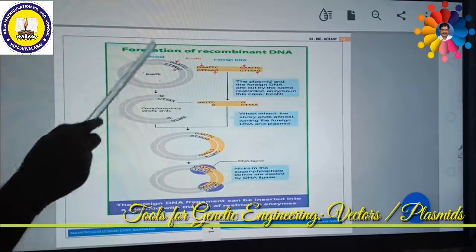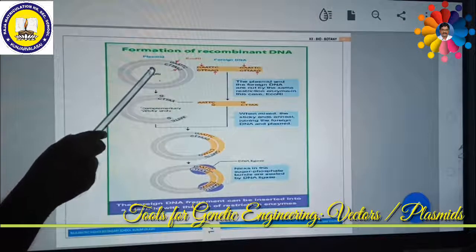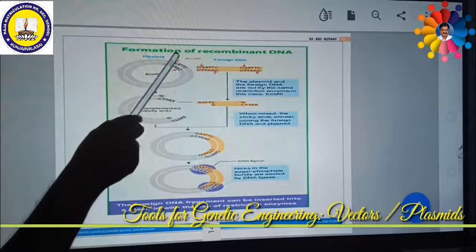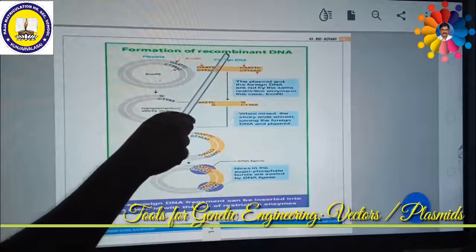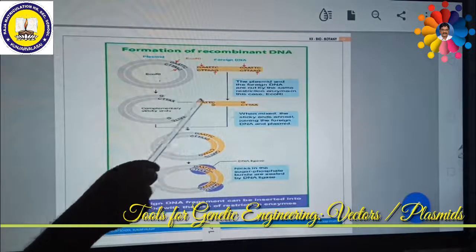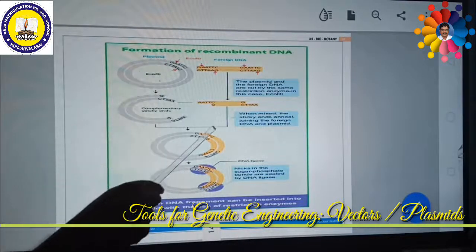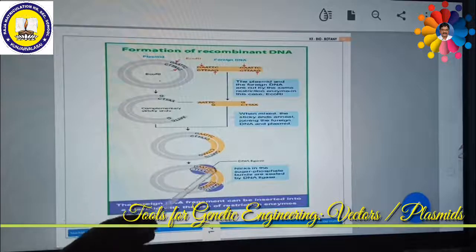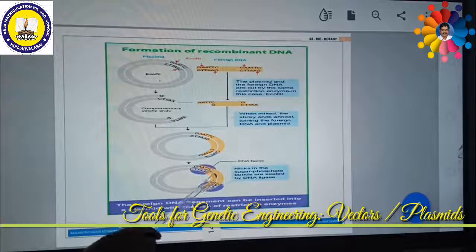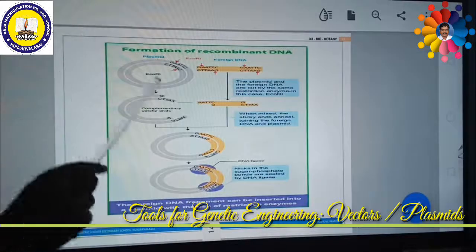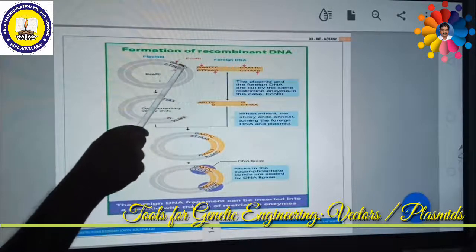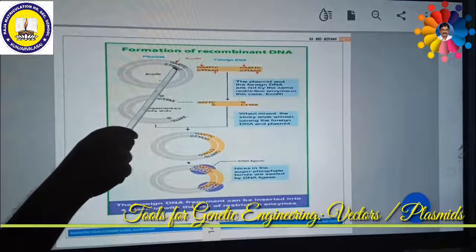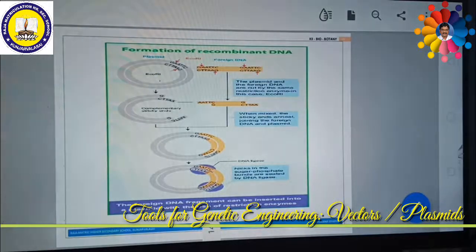Now, with the help of the restriction enzyme, we can cut this plasmid as well as the gene of interest. After cutting it, this will be removed in such a manner. Similarly, we can cut the gene of interest in the similar fashion. Then we can join them with the help of an enzyme called DNA ligase. Then it is pasted, and now recombinant DNA is formed. So, in order to transfer this foreign DNA, we need a vehicle. This vehicle is called vector. This vehicle is called plasmid. So this is what we have seen now.